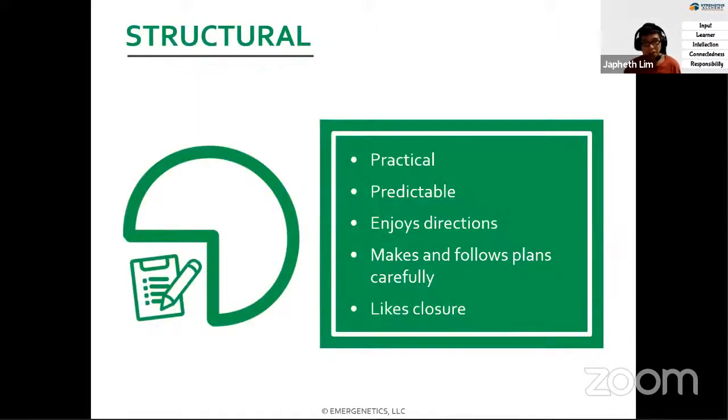Okay, structural, right? Tend to be practical, very predictable, enjoys guidelines and directions given by others, loves to make and follow plans carefully, and likes closure. Structural tends to think around next steps. What are the step-by-step actions they have to take? They like to close off the loop, so if there's anything open that's not clear, they will ask very close-ended questions. Like, is it me or you who's doing it? Or what's the next step? Who's going to follow up?